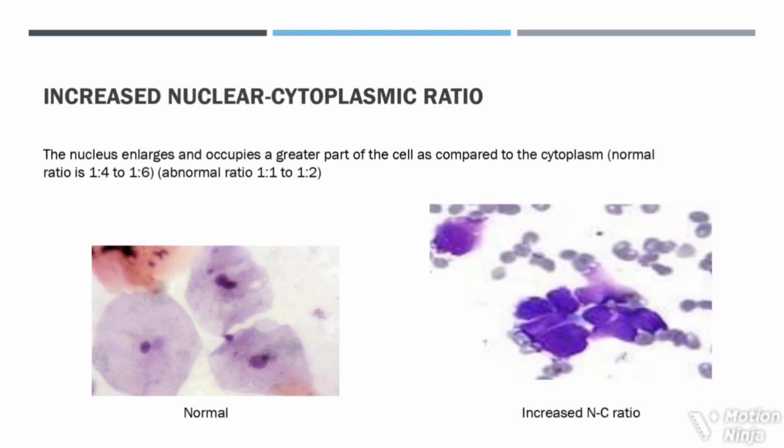The fifth dysplastic feature is increased nuclear to cytoplasmic ratio. The nucleus enlarges and occupies a greater part of the cell as compared to the cytoplasm. The normal ratio is 1:4 to 1:6. If any ratio exceeds this, then there is an increased nuclear cytoplasmic ratio.